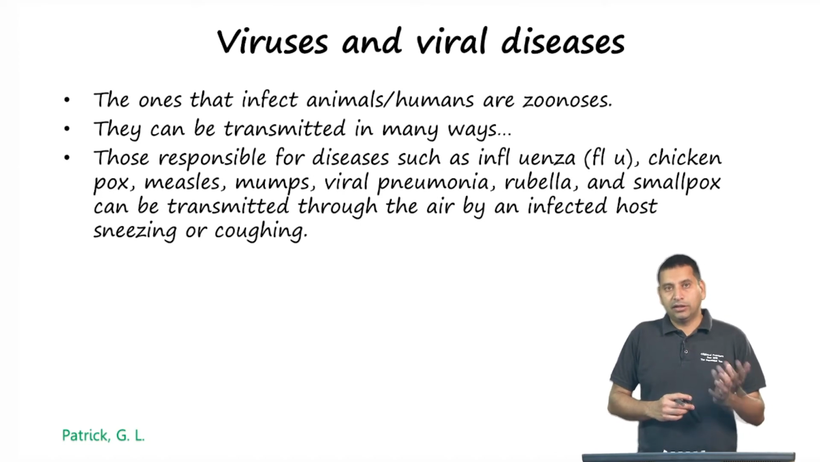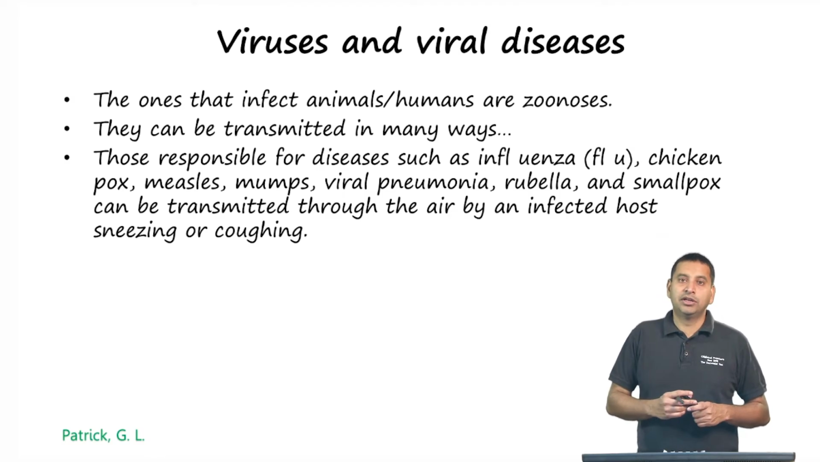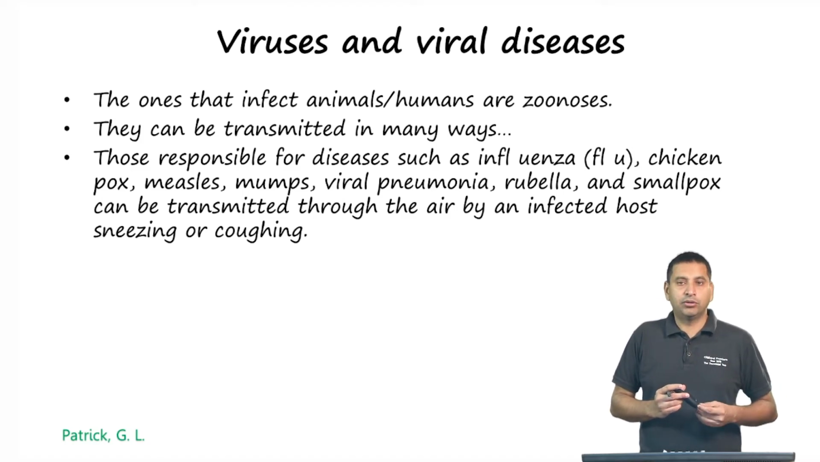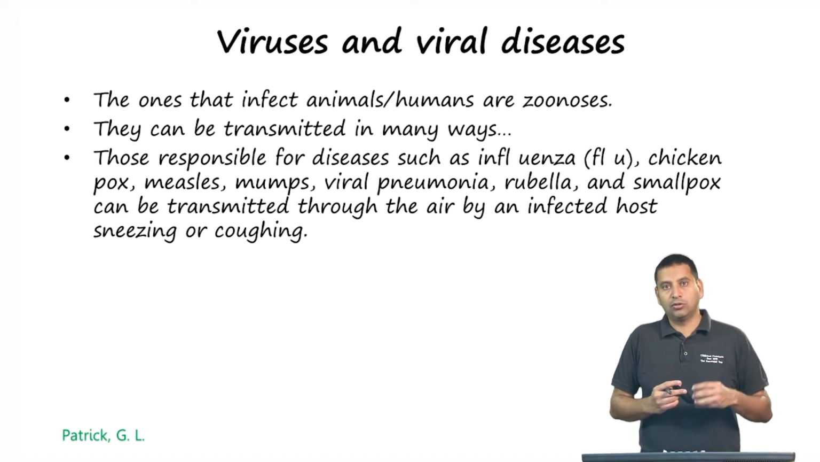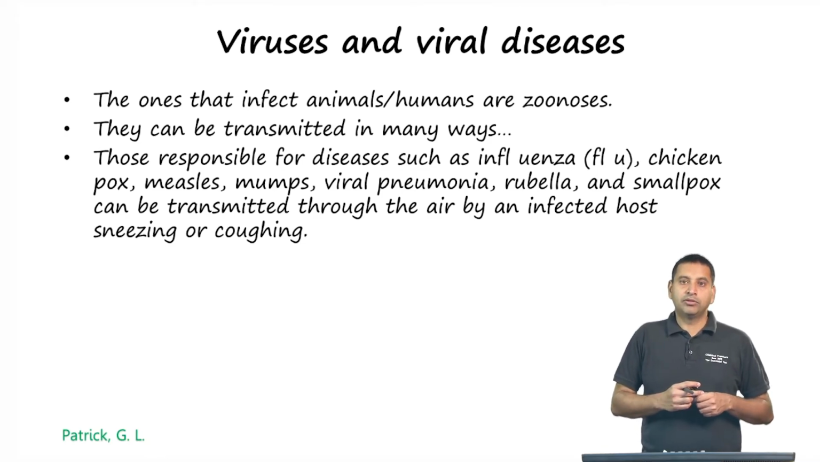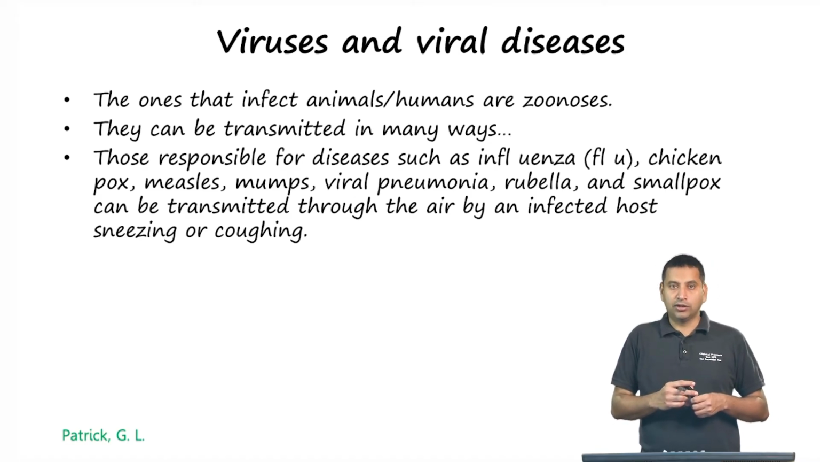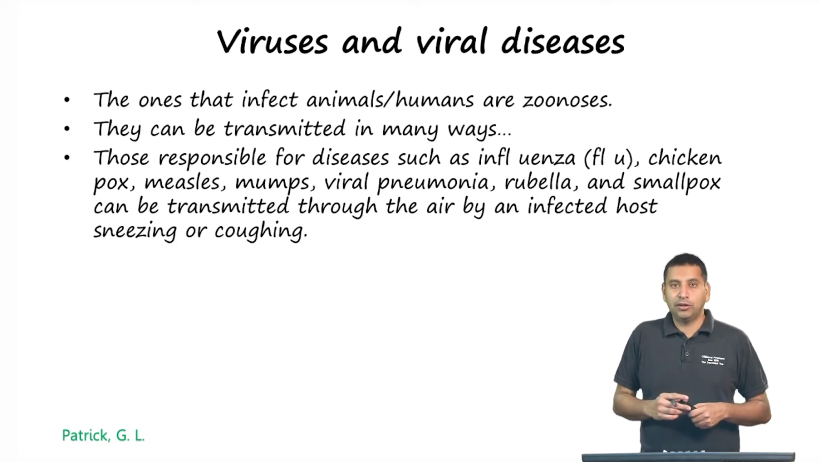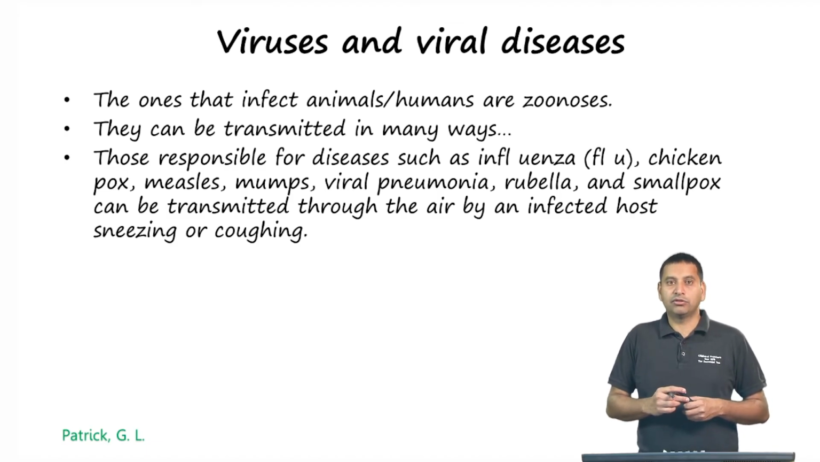The ones that infect humans or animals are called zoonosis, and they can be transmitted in many ways. The most common viral infection that many of us would have encountered is the flu, which is basically the common cold, influenza. There are also other viruses which we may have encountered in family members, such as chicken pox. Measles and mumps are also not uncommon, and you have viral pneumonia, another disease called rubella, and of course, the major disease that we encountered in the past, smallpox.